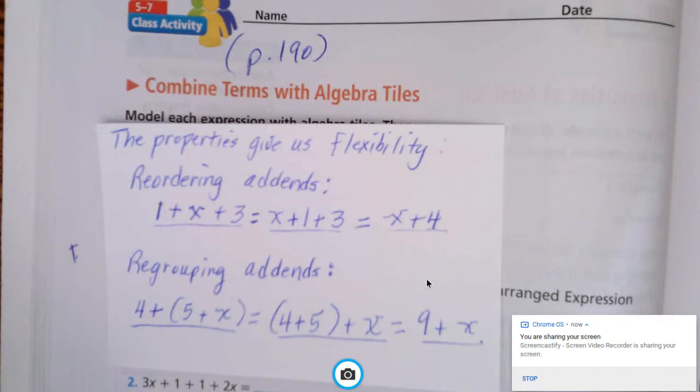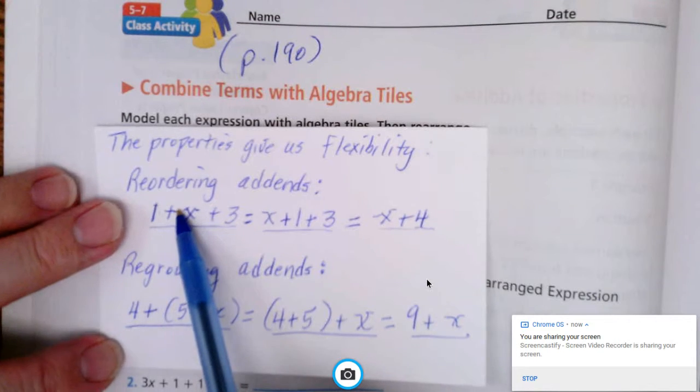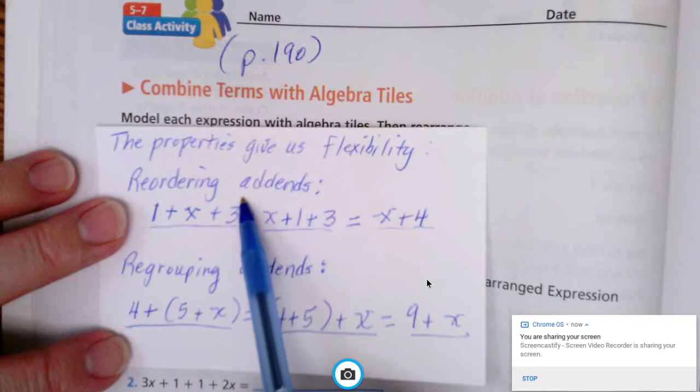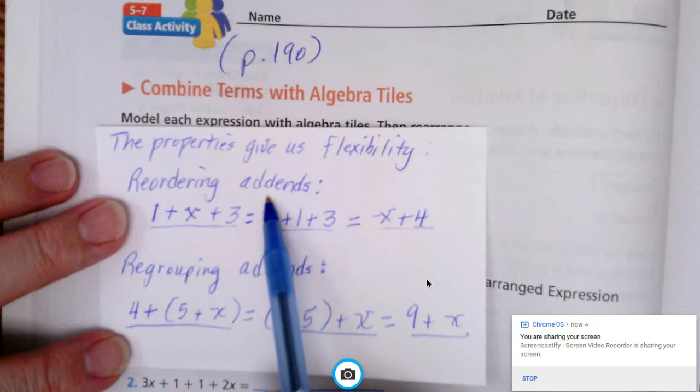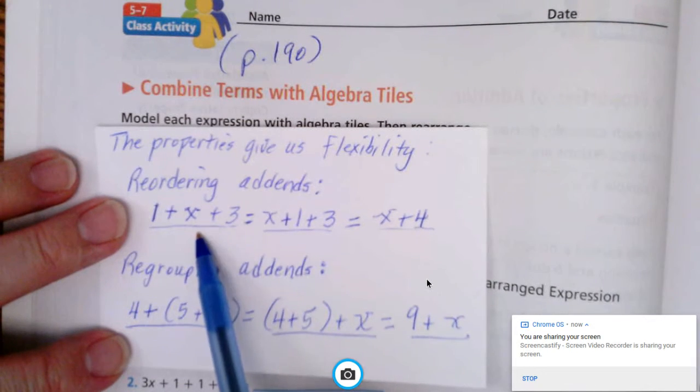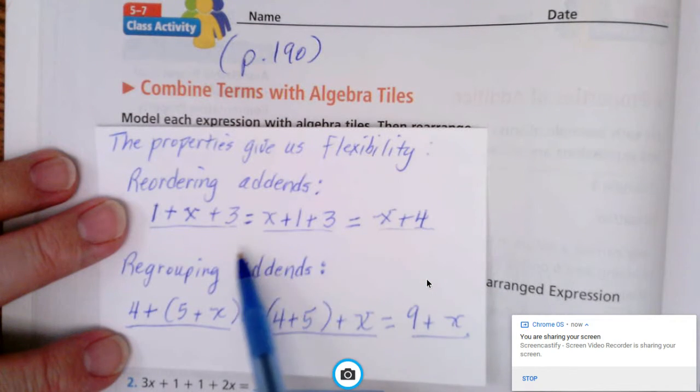Let's take a look at page 190 in our journal, and let's think about how the properties give us flexibility. The associative and the commutative properties help us rearrange terms and expressions to suit our needs. You can see here if you were able to reorder your addends, the parts that you're adding together, you could get three different equivalent expressions.